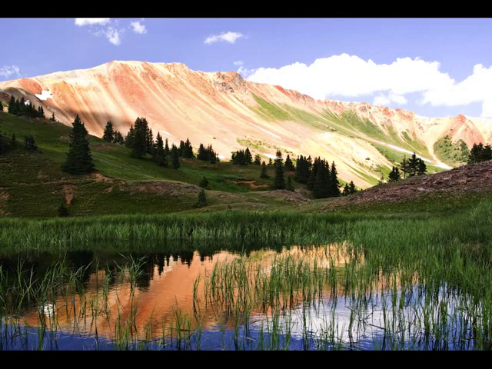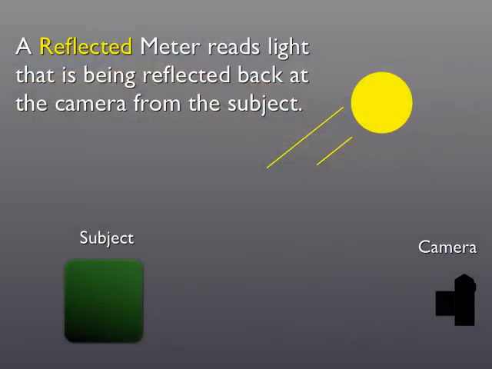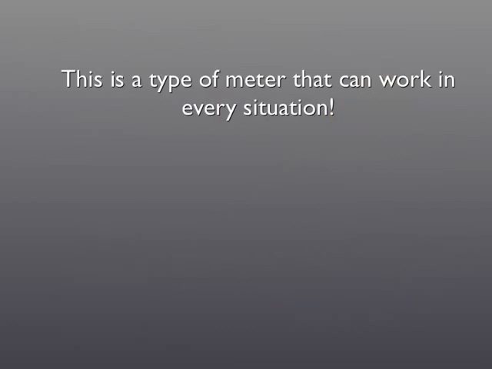Here, I couldn't very well run all the way to the top of this mountain and click my incident meter to get an exposure of the way the light is falling on the mountain. I'm down in the shadows. If I had a reflected meter, I could take an exposure more like this. The reason being is that a reflected meter reads light that is being reflected back at the camera from the subject. So, it's going to work in every situation. No matter where you are, you can always take a meter reading. The other cool thing is that it's already built into your camera. You don't have to go out and buy a special meter.